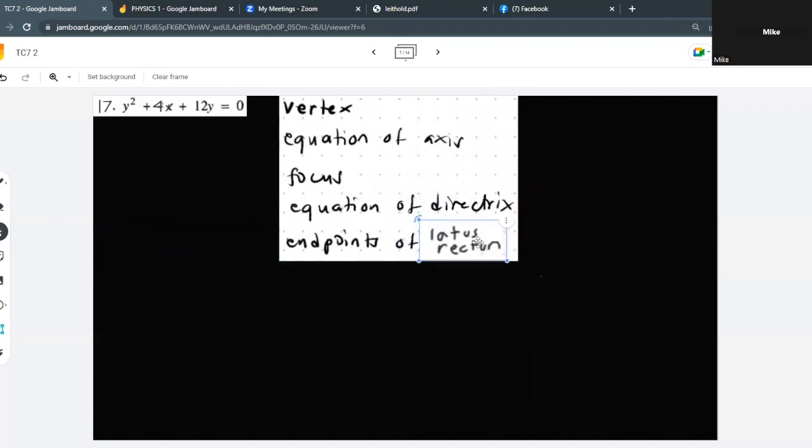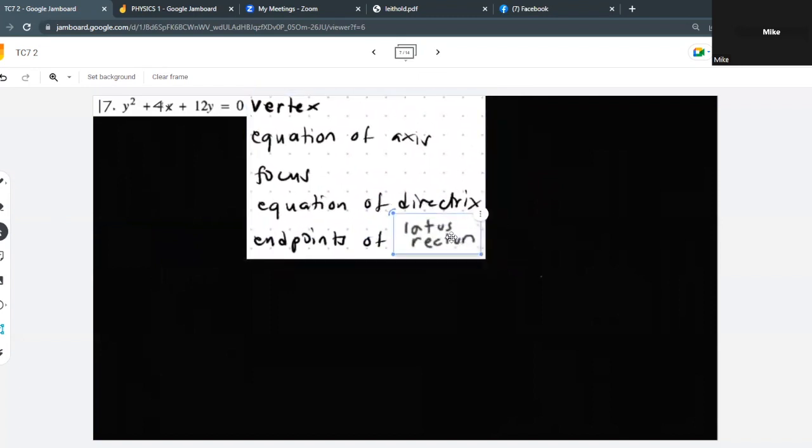Okay. Tapos pakita mo yung completing the square. Complete the square.